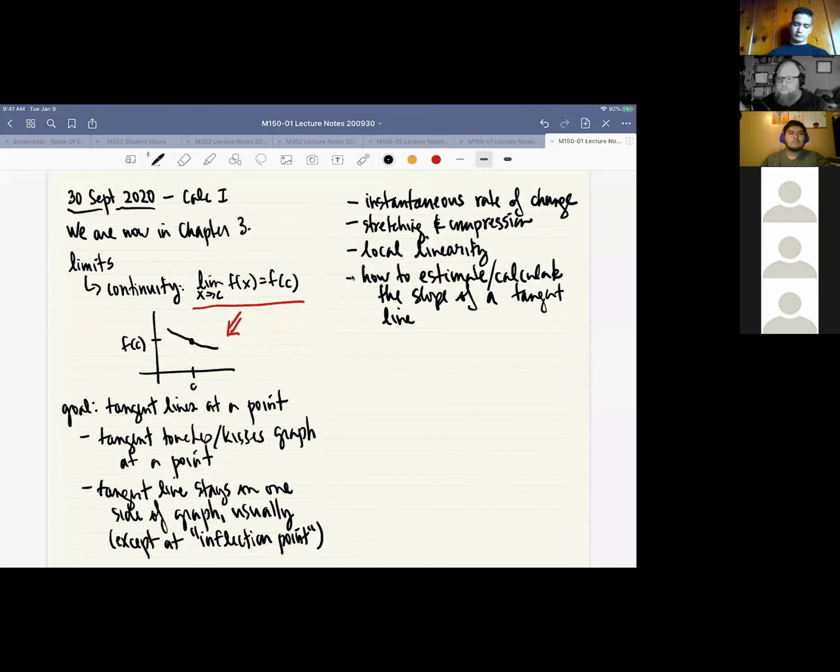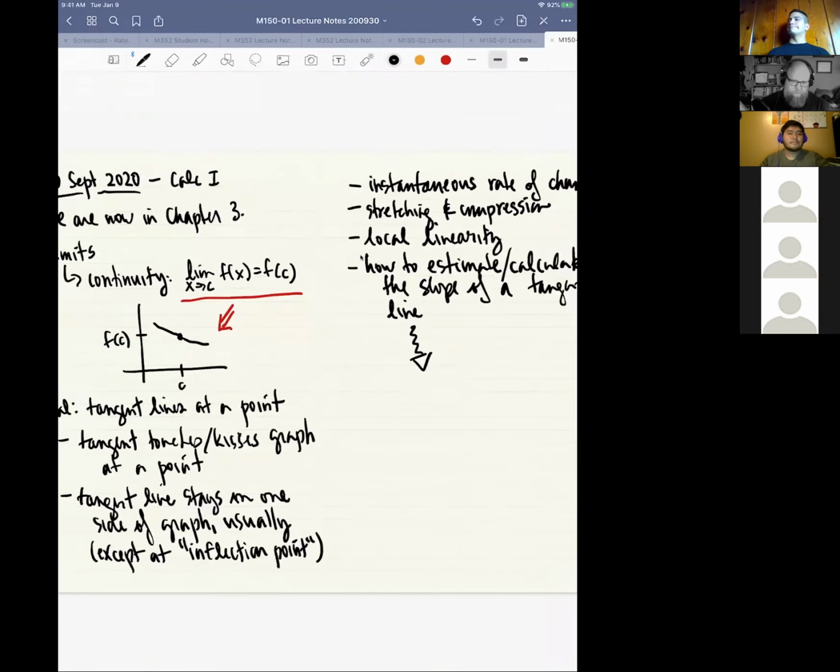Okay, so let me start with this last point. And Robert, was it you that mentioned the last point there about calculating the slope? Yeah. Okay. Yes, so let's look at this for a second.